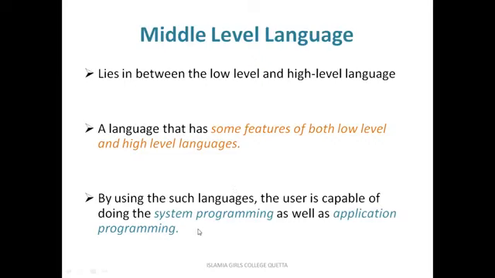The advantage of using such a language is that the user is capable of doing both system programming as well as application programming. This means that you can develop system software and application software by using such languages. And C, which we are going to study, is an example of a middle-level language.